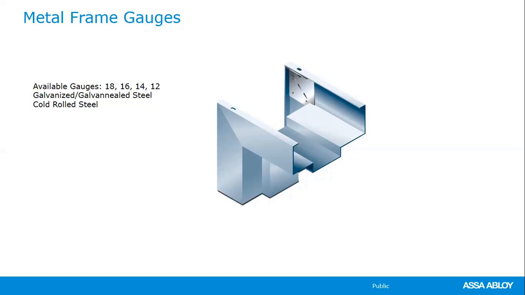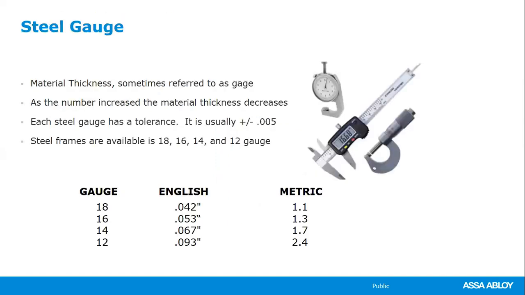Your 14 gauge, you'll see more in heavy duty commercial, schools, hospitals, things like that. 12 gauge is more your security, bank, vault areas, de-escalation areas in, say, a police station, holding areas. Those types of high security applications are where you're going to see a 12 gauge frame. Here just gives you details about the gauges of the frame.